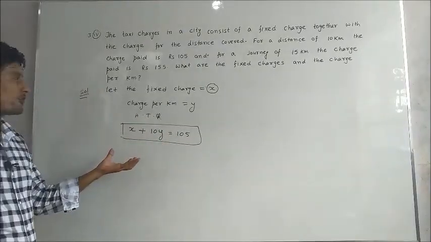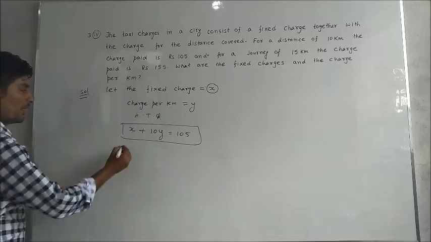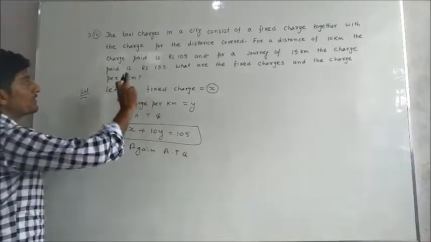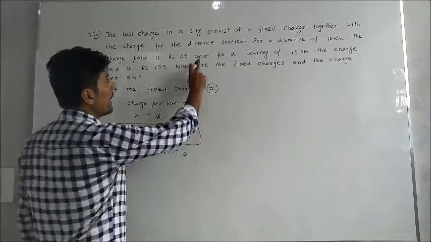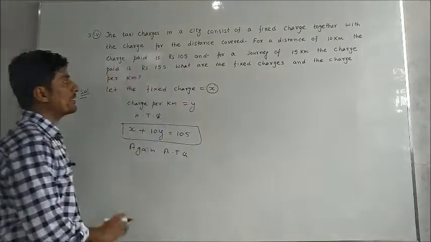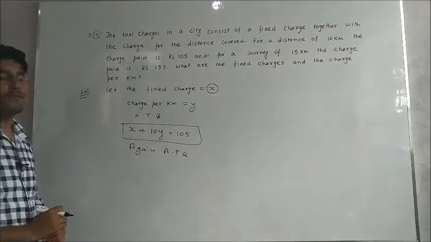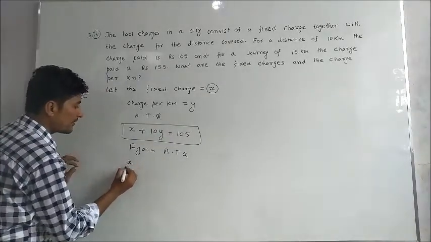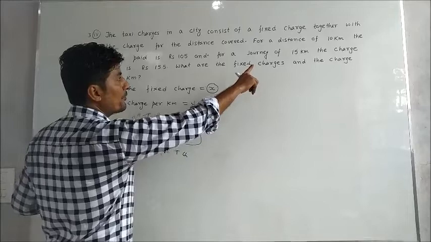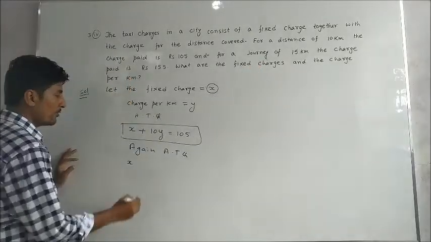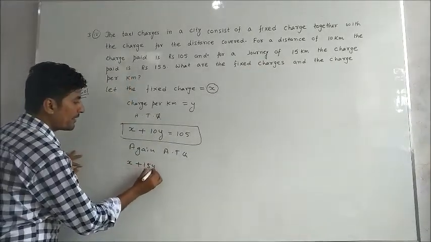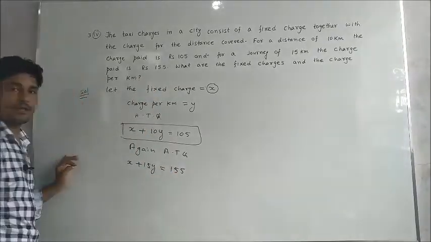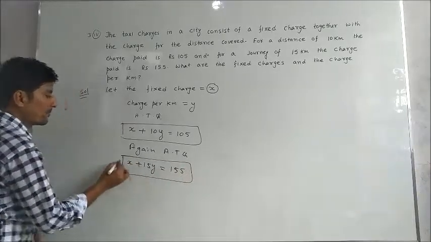After finding the very first equation, we have to find the second equation also. Again, according to the question, we can write the second equation. Let us see the next slide. And for a journey of 15 kilometers, the charge paid is rupees 155. Again, we have to do the same thing. First of all, we write the fixed charge, that is x, and then we find the cost of 15 kilometers, that will be 15y. Together it cost rupees 155. So we have to write 155. Now we got both the equations.